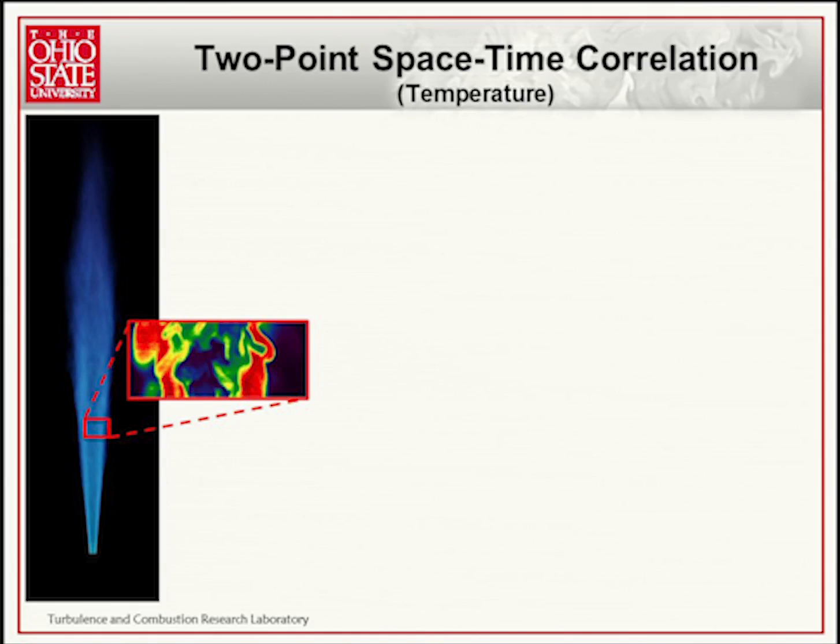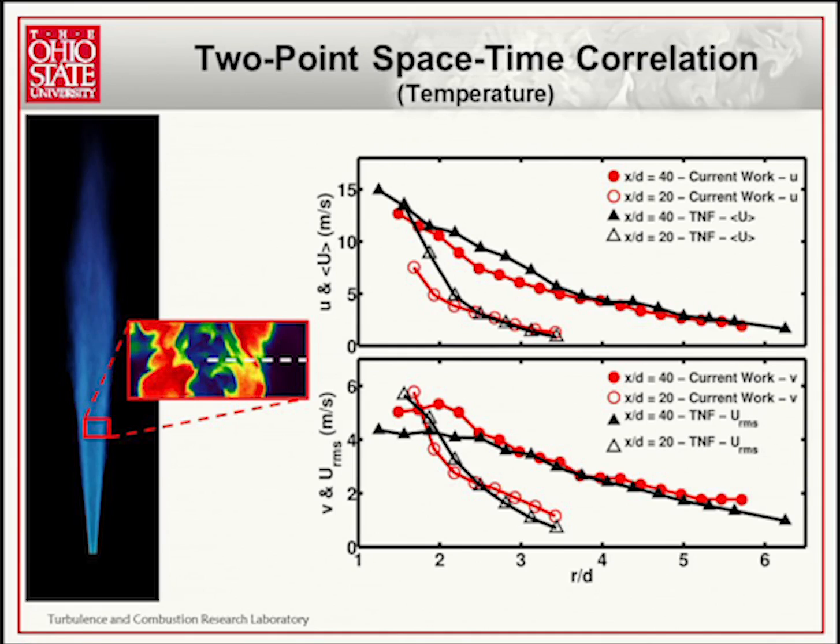Since this is a shorter talk, I'll save a lot of the details, but imagine we now do this at all radial positions. Let me explain this. On the top graph is a comparison between the u parameter we derive from our space-time correlation maps and the published mean axial velocity from the TNF database. On the bottom is the v parameter that comes from our map and the u prime RMS that's measured. Again, the red symbols are the u parameter that we derive, and the black are the TNF database at 2 different axial locations, and similarly for the v parameter and the u prime RMS.